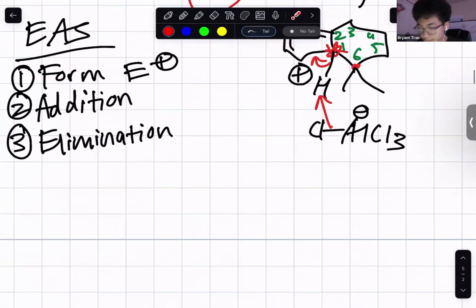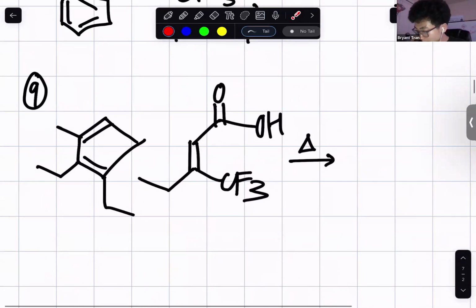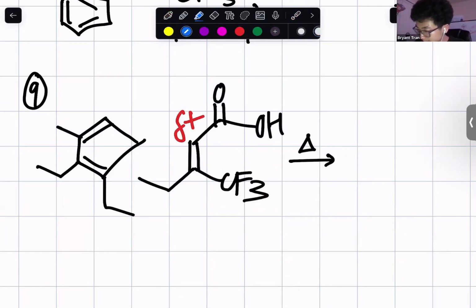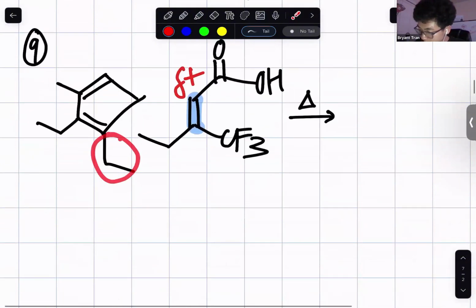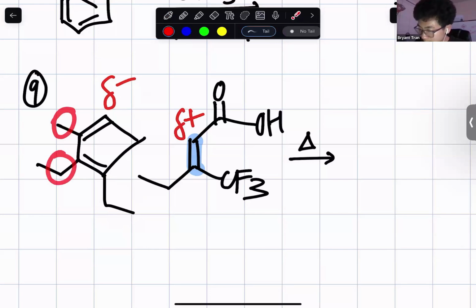Okay, yeah, let's do number 9. So number 9 right here, CF3 is a stronger EWG than this carboxylic acid based on the chart. So the positive charge is up there. We have an EDG right there, which is going to put a negative charge on this carbon right here. We also have EDGs here and here, but because we have an extra EDG here, the negative charge is going to be on that carbon right there. So the charges do align.